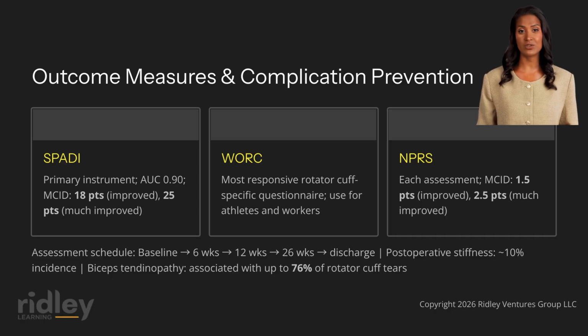Complication prevention is integral to protocol design. Tendon re-tear risk isn't increased with early mobilization for small to medium tears, but remains a concern for larger tears exceeding 3 centimeters. Postoperative stiffness, including adhesive capsulitis, occurs in approximately 10% of patients and is generally responsive to physical therapy. Prevention strategies include criteria-based progression, early controlled mobilization, progressive strengthening, and targeted management of concomitant pathologies such as biceps tendinopathy, which is associated with up to 76% of rotator cuff tears.